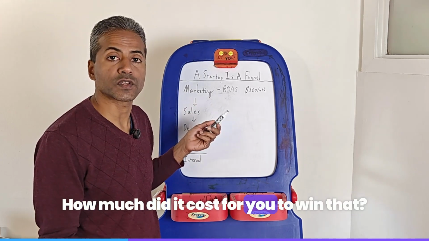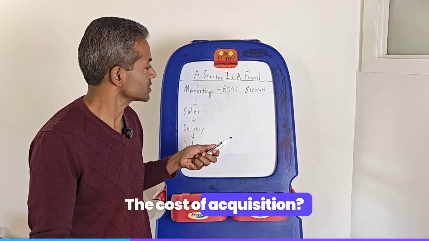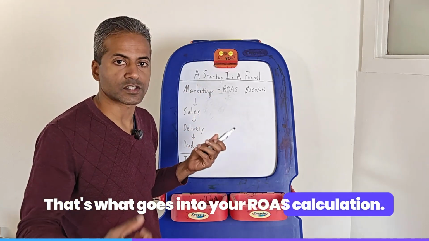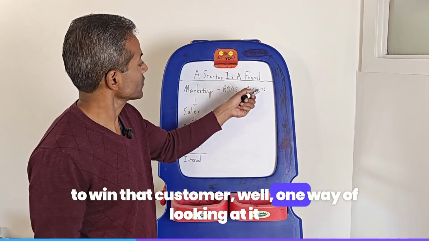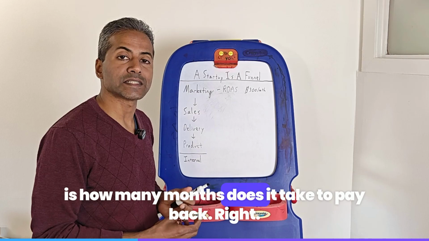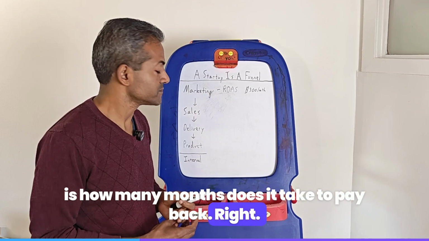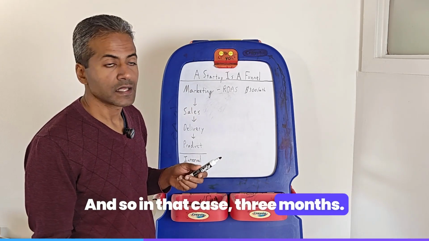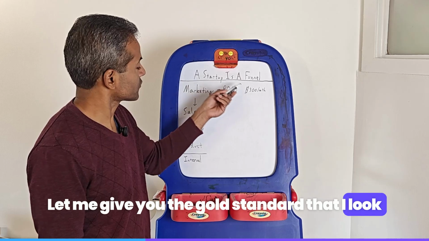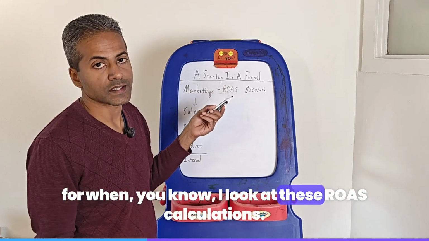How much did it cost for you to win that? That cost of acquisition is what goes into your ROAS calculation. So if you win that customer and it costs you $1,000 to win that customer, well, one way of looking at it is how many months does it take to pay back, right? And so in that case, 3 months. Let me give you the gold standard that I look for when I look at these ROAS calculations.